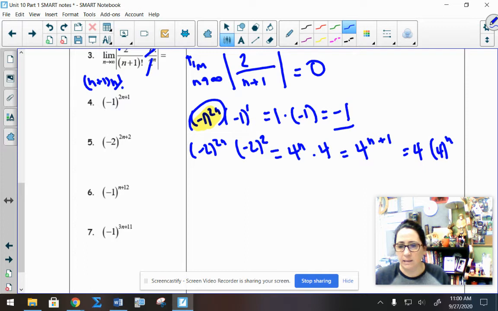Okay, let's look at number 6. That's negative 1 to the n times negative 1 to the 12th. Negative 1 to the 12th is just 1, so we're left with just negative 1 to the n. And that's how we have to leave it.